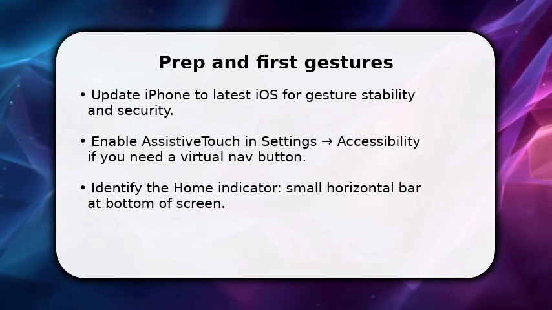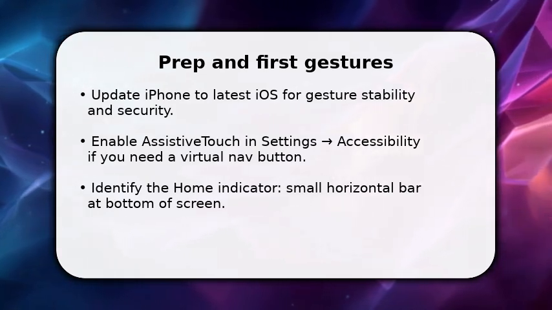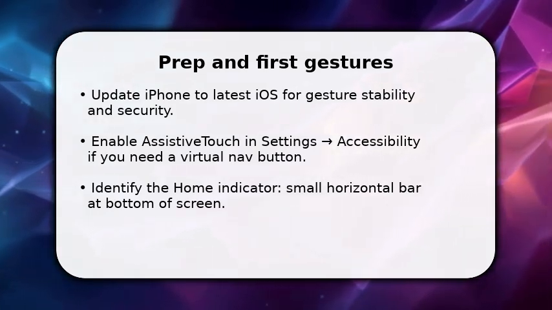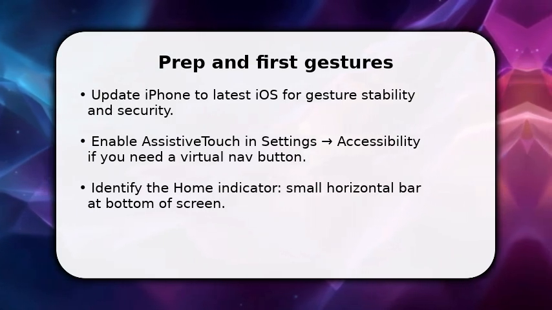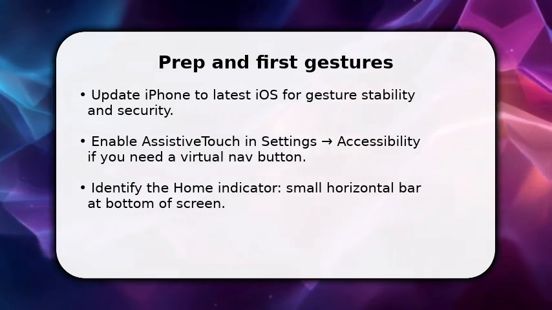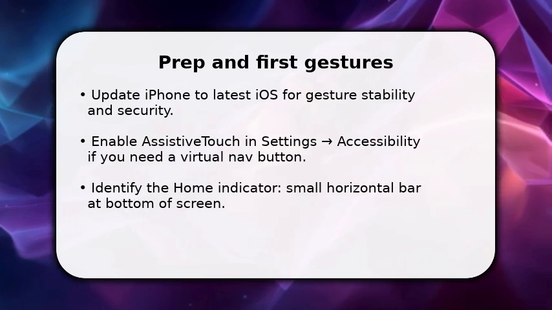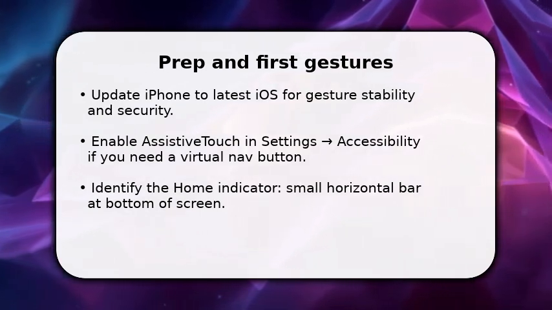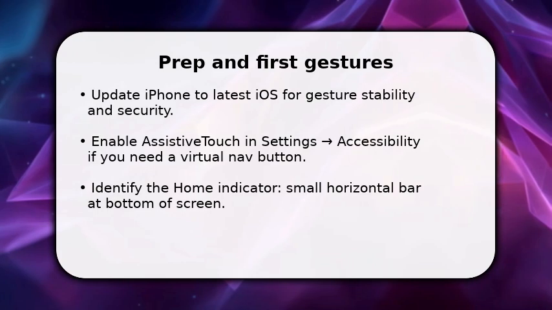You're ready to start. First, make sure your iPhone is updated and you know where the home indicator lives. Open Settings if you need AssistiveTouch and enable it under Accessibility, Touch, which gives you a tappable nav option. Now, practice the primary gestures.